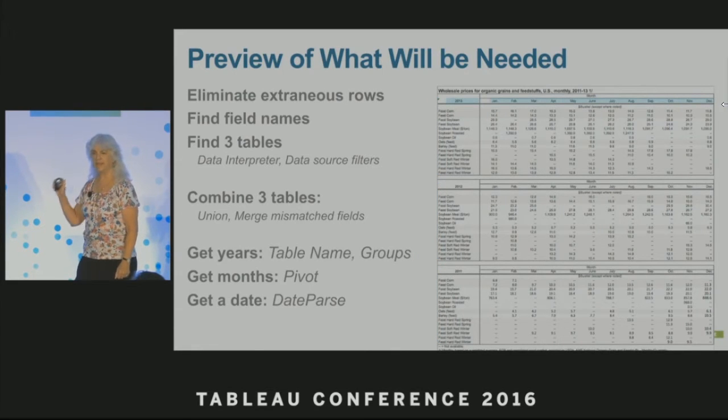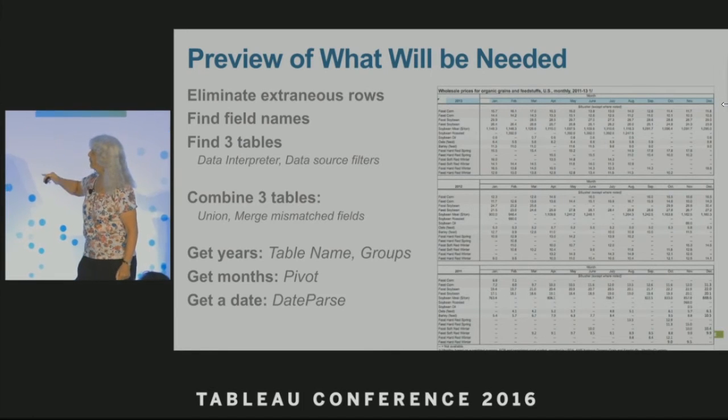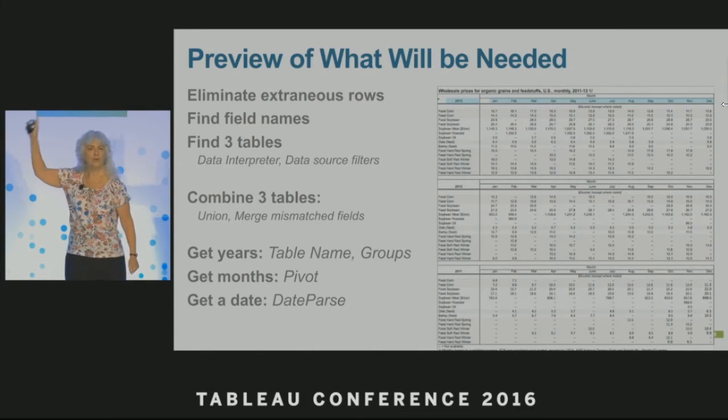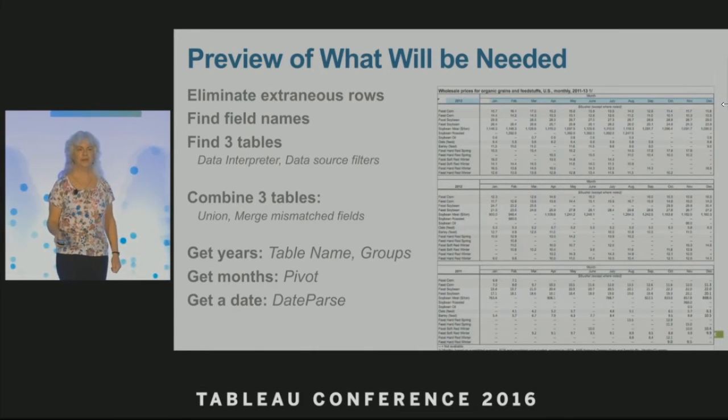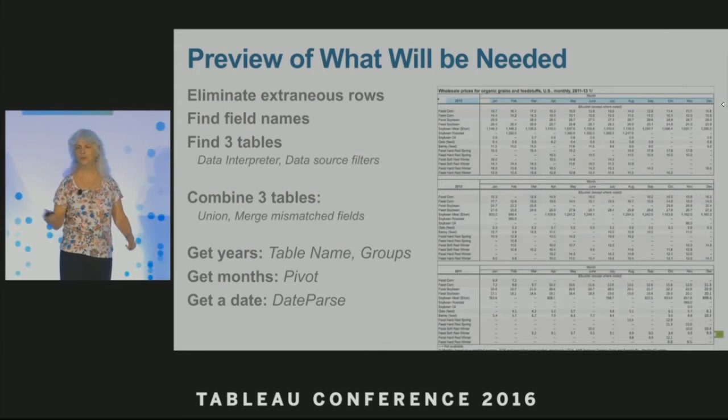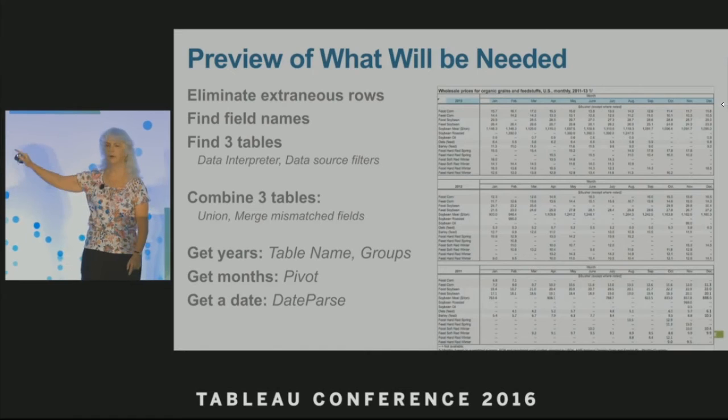And finally, we need to get those dates. So we've got to pull those years out from the individual subtables. We need to get the months out of all those different fields, and finally use a date parse function to combine the years and the months into a date that we can use on our x-axis.